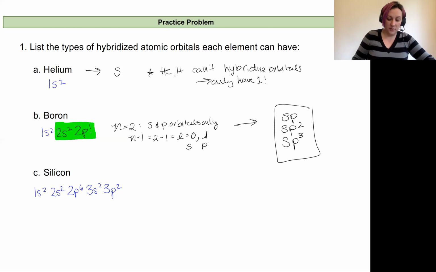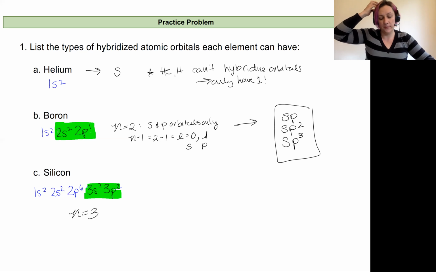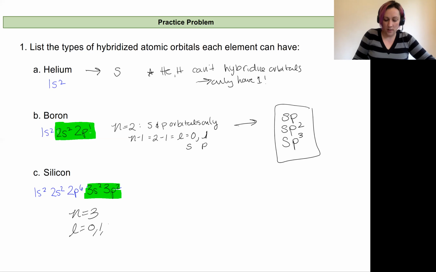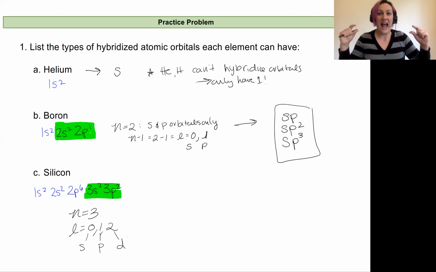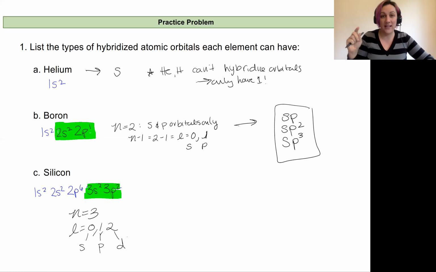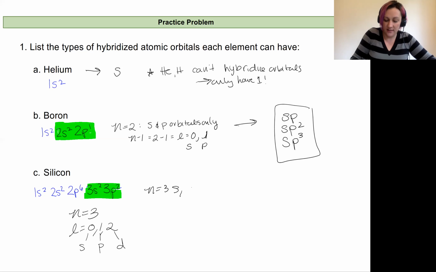All right, moving on to silicon, I'm going to highlight my valence electrons, and I'm in the n equals 3 for my principal quantum number. That means L can equal 0, 1, or 2, which is going to correspond to s, p, or d orbitals. So while my valence electrons for silicon only occupy the s and the p orbitals, that energy level 3 has d orbitals in it. They don't have any electrons in them, but they exist. And so I can actually use those d orbitals. So at n equals 3, I have s, p, and d orbitals that I can use.